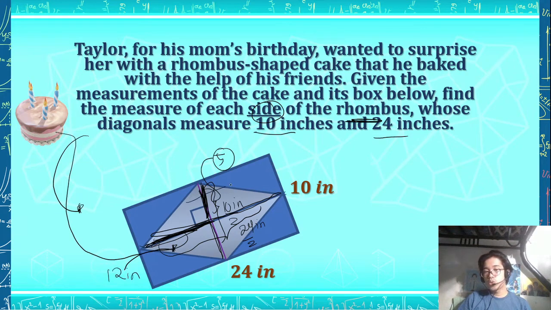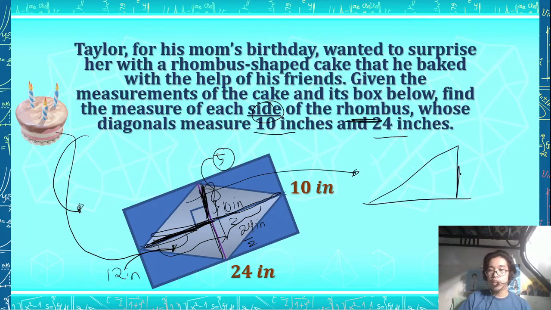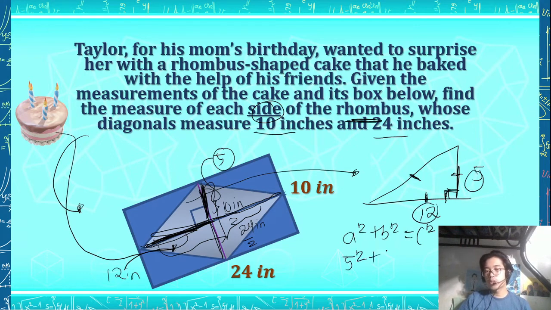So if we zoom into our right triangle here, we have 5 over here, and then we have 12 over here. We can solve for the hypotenuse of this right triangle. Using the Pythagorean theorem, a squared plus b squared is equal to c squared. So we have here 5 squared plus 12 squared should give us c squared. That's 25 plus 144 is equal to c squared.